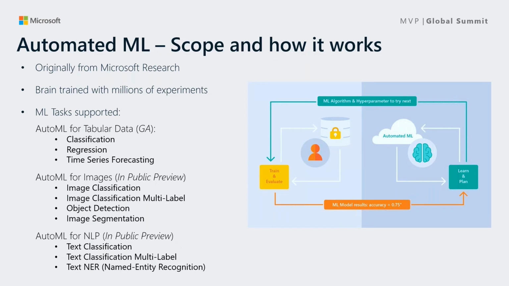For AutoML for images, we support four different types of ML tasks: image classification, multi-label image classification, object detection, and image segmentation. And we are also working to include more scenarios here. What we are going to talk about today is AutoML for NLP, which is also in public preview. It allows you to bring your own text data set and do text analysis. Now we support three different types of ML tasks, which include text classification, multi-label, and text NER, which is named entity recognition for extracting some domain-specific entities.